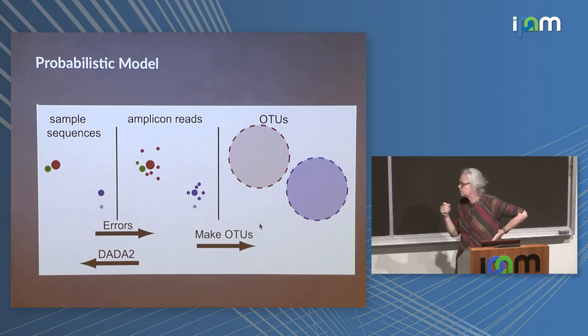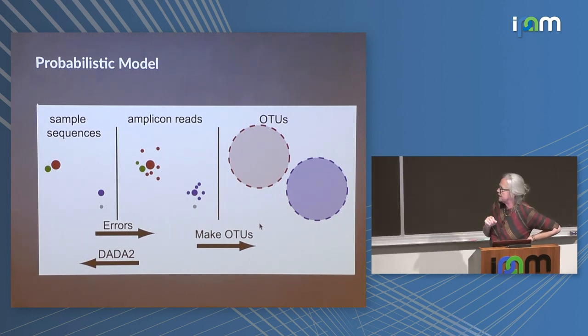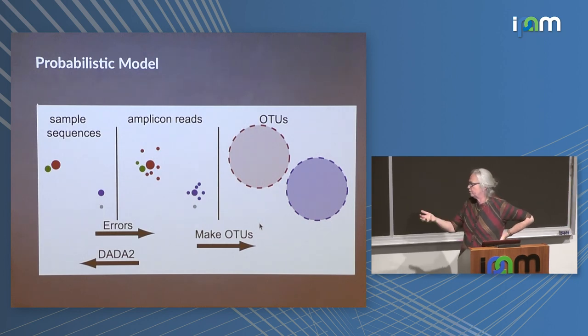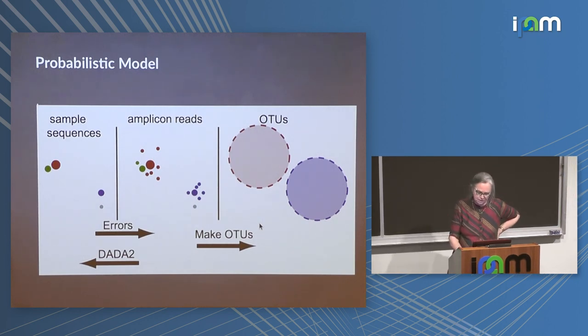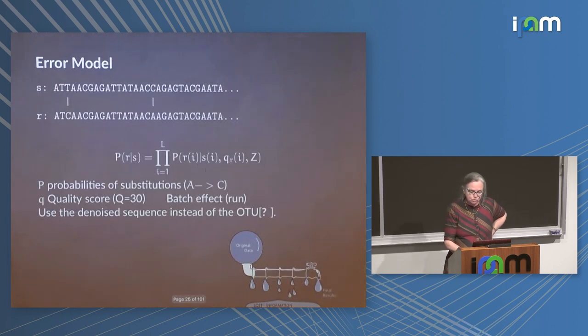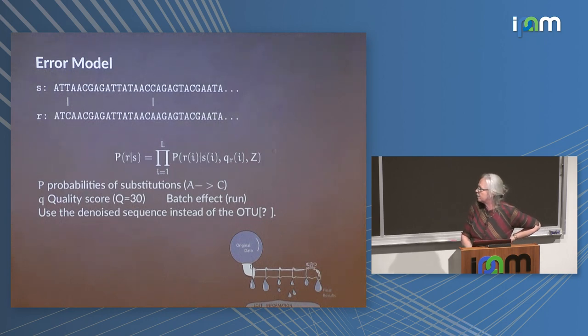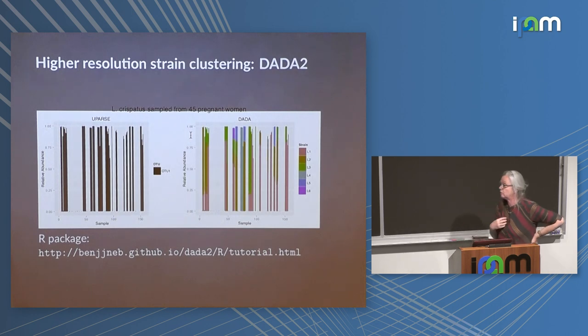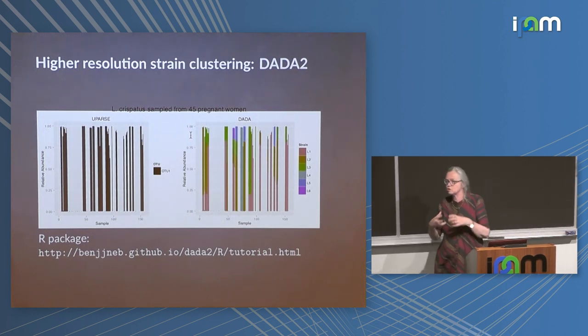It's an algorithm we actually developed more than 10 years ago. But now we have sort of a program which runs in R with all the inside code written in C, which denoises the data and uses the data itself to construct a model, which is an error model, which takes into account both the quality scores and the probability that you get from previous data. So this has been very useful in what we call high-resolution strain clustering.